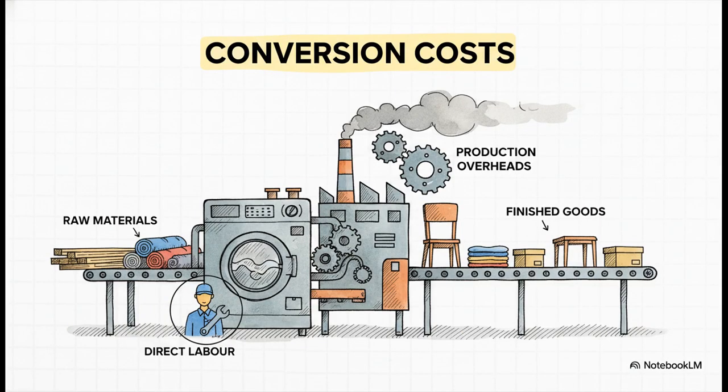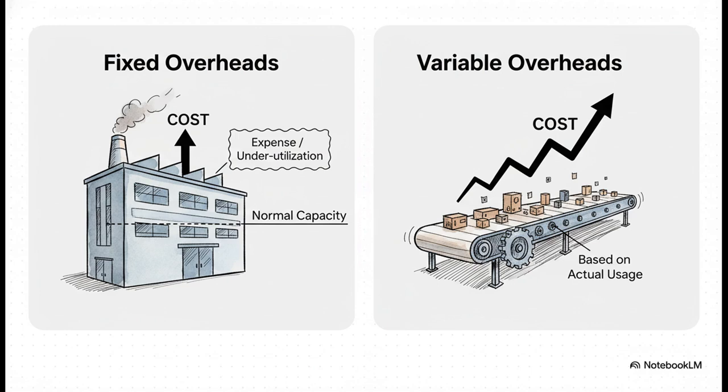Okay, so now we're moving from a simple trading business to a manufacturing environment, and this, as you know, brings a whole new layer of complexity to the table, especially when it comes to allocating those production overheads. The distinction between fixed and variable overheads is absolutely critical. See, variable overheads are allocated based on the actual use of production facilities, which is pretty straightforward. Fixed overheads, however, must be allocated based on the normal capacity of those facilities.